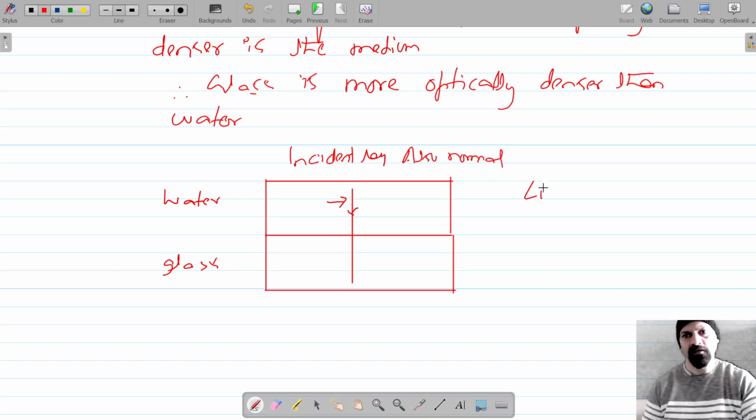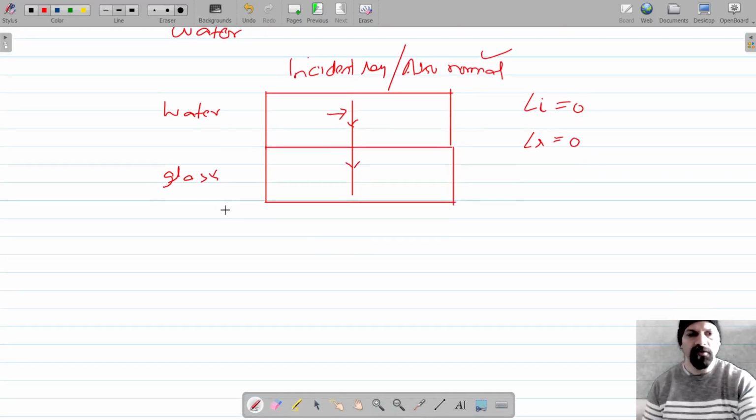So that means angle of incidence. So angle of incidence is equal to 0 because it's the angle between the incident ray and the normal. So this ray is the incident as well as the normal. So angle of incidence is 0. So that means the angle of refraction will also be 0. So that means the light ray will enter undeviated. So light will enter from water to glass without bending.